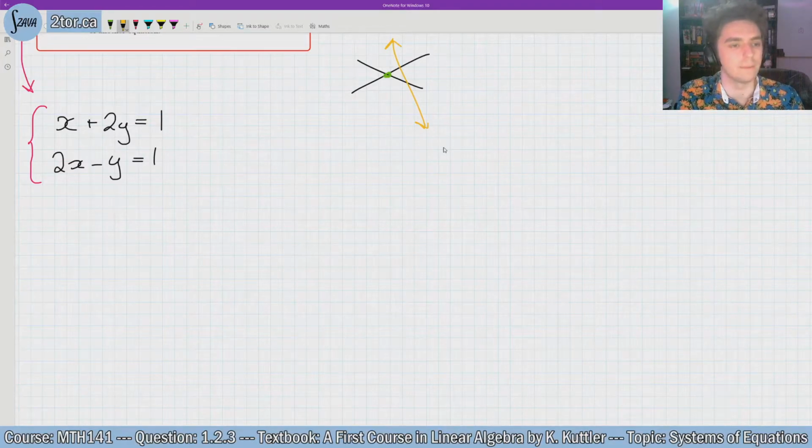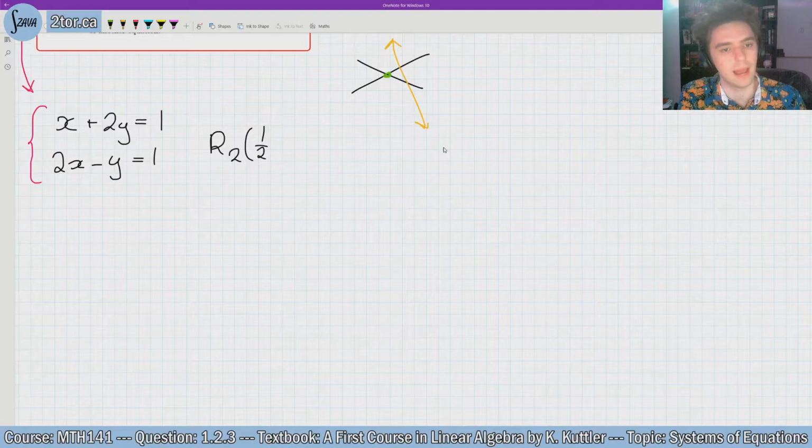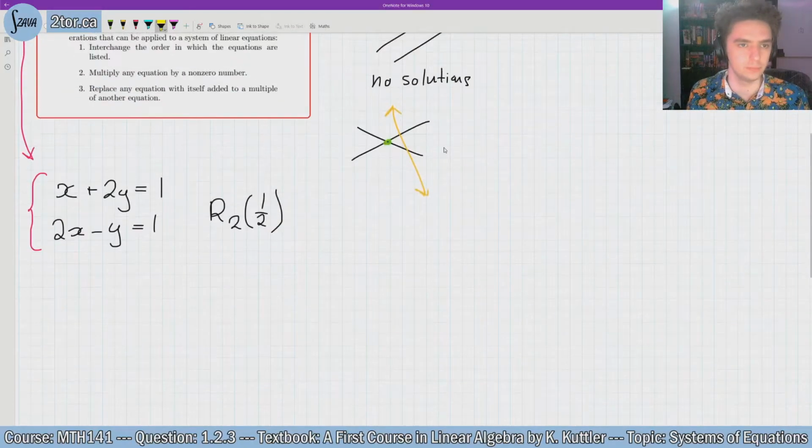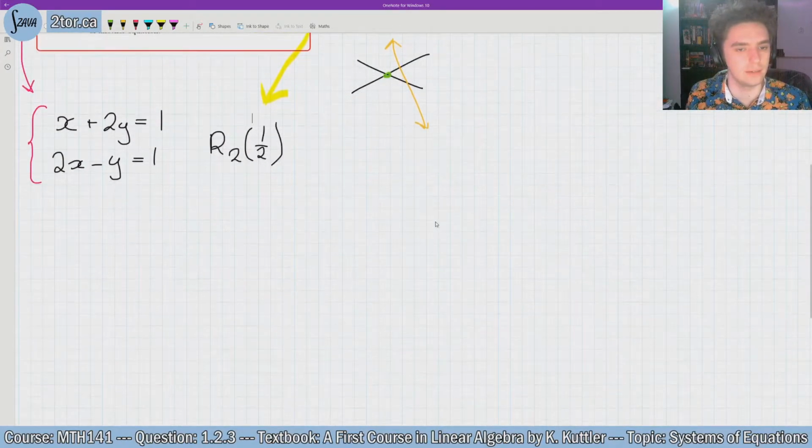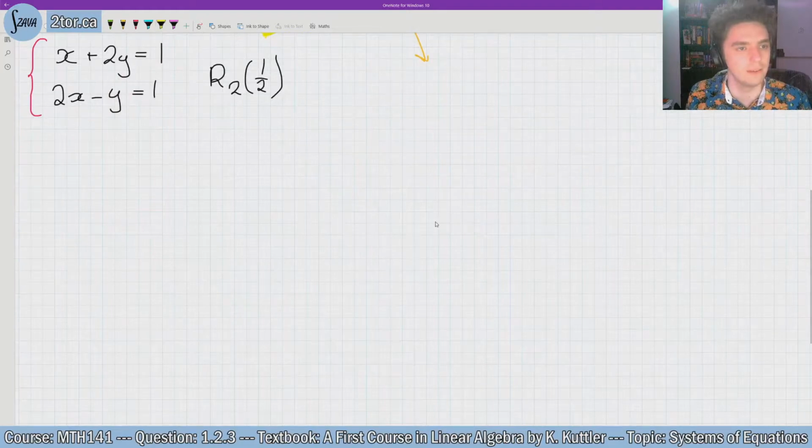Just solve for y. To do that, the first step is usually to make the coefficient in front of the variable you want to remove equal to 1. Here it's 1, here it's 2, though. So I want to take row 2 and multiply it by a half. That's my type 2 elementary operation, like that.